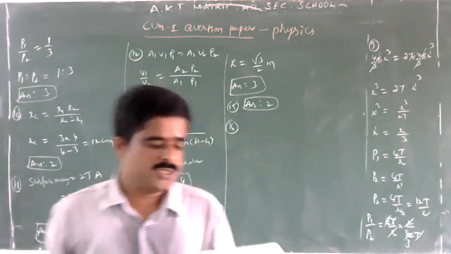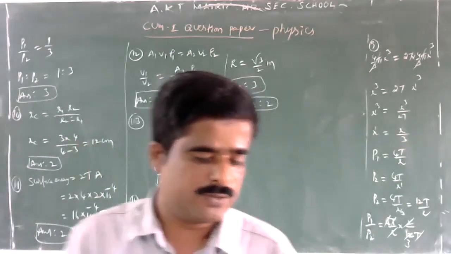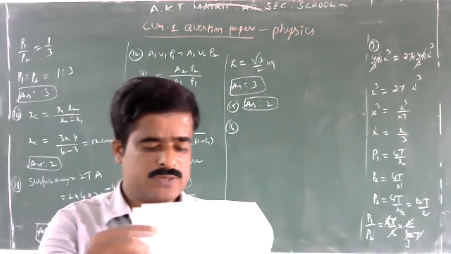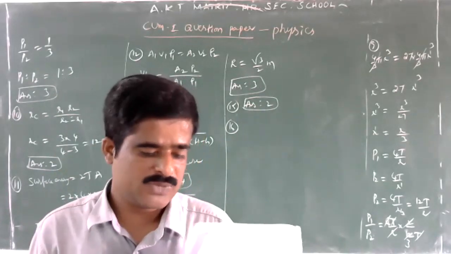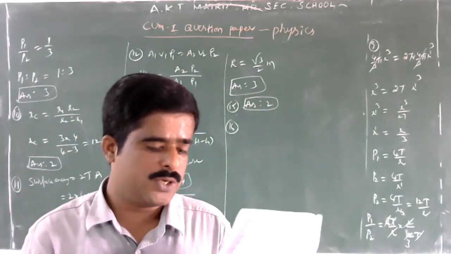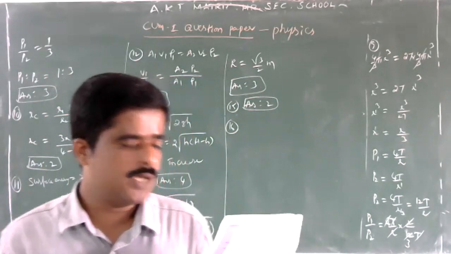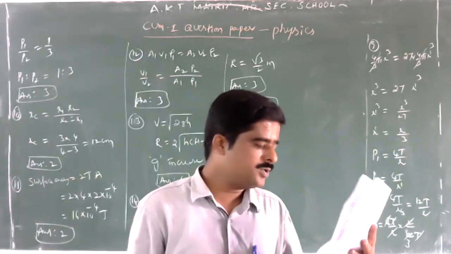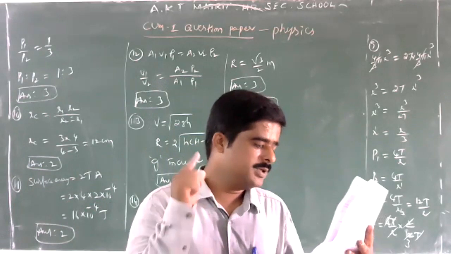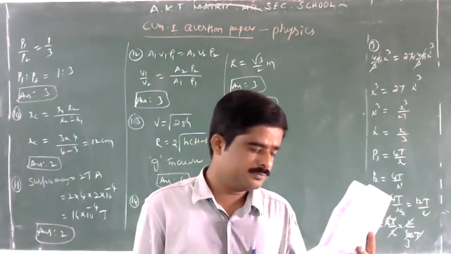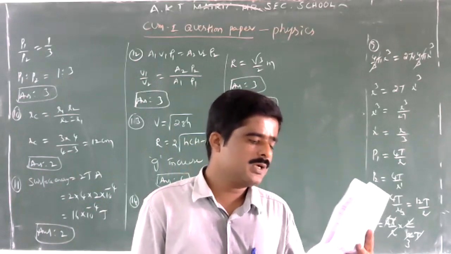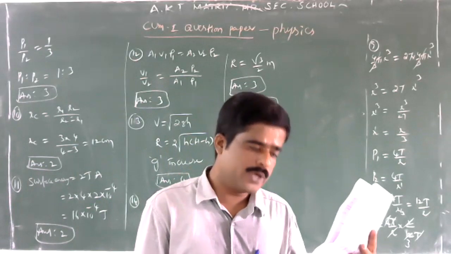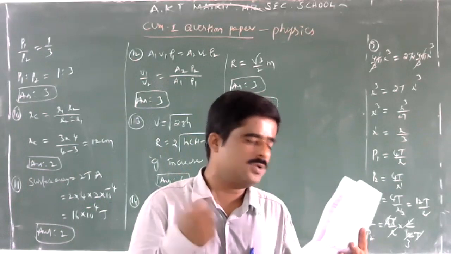The breaking stress of aluminum is 7.5 × 10^7 Newton per meter square. The greatest length of aluminum wire that can hang vertically without breaking is? Here the density of aluminum is given. We want to find the greatest length of aluminum wire that can hang vertically without breaking.